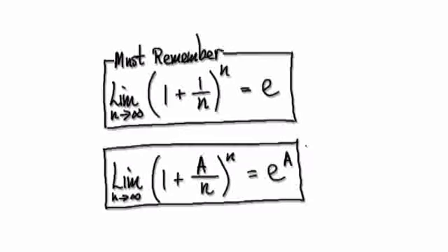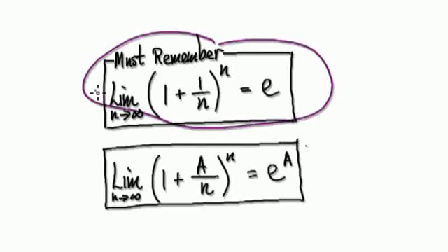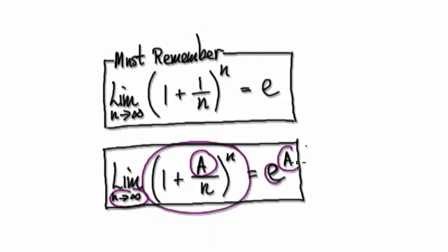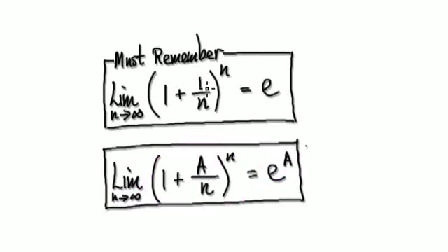In the past, I've always asked you to memorize this. So in this video, we're going to understand why this is true. If you have 1 plus a over n to the power n, as n heads towards infinity, the limit of this will be e to the power of that very same a.